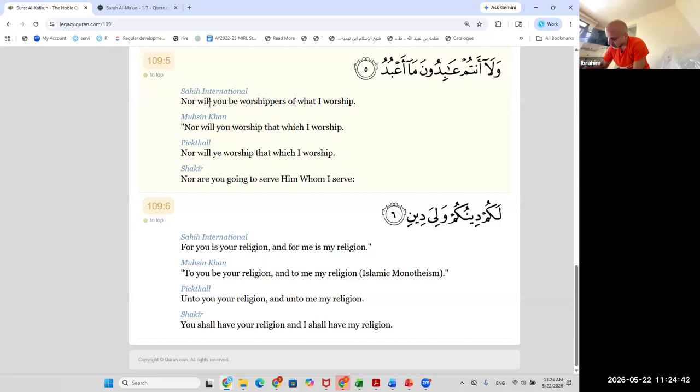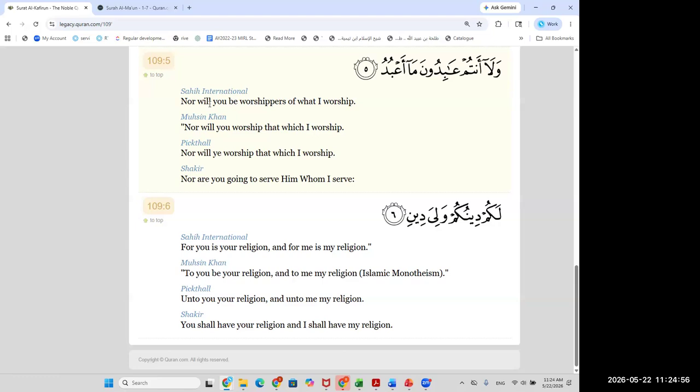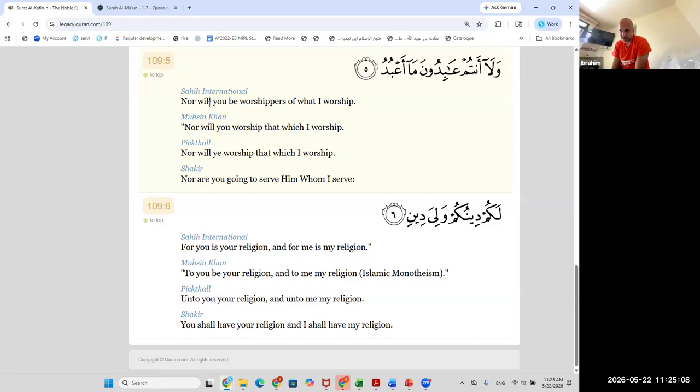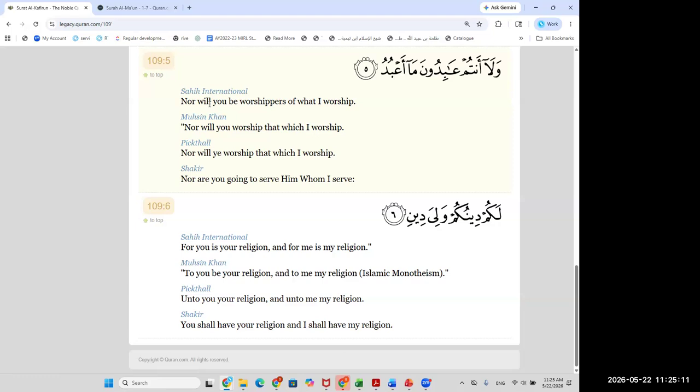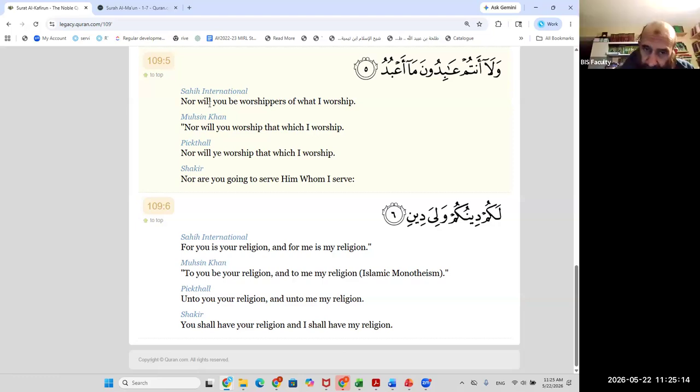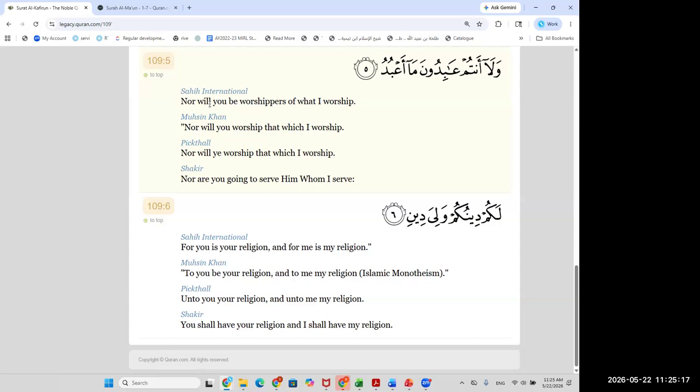And deen is an ism, but grammatically it is mubtada. So we would look at this ayah and say the mubtada is deen, and the khabar is lakum. We're ignoring the damir part of kum in dinukum, and that doesn't become a part of the initial i'rab. We're just focusing on mubtada and khabar.